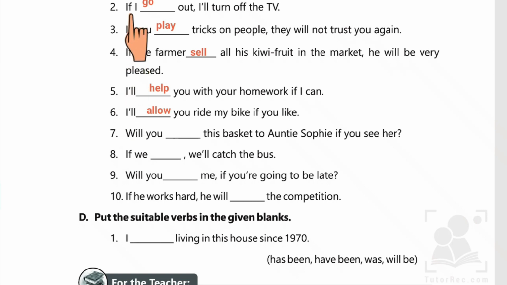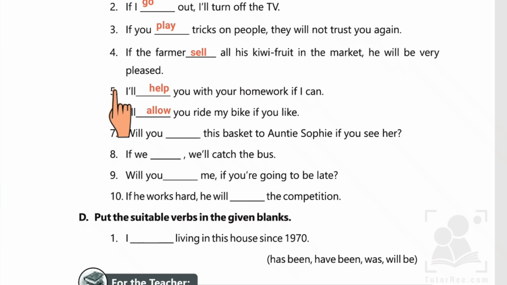Such as you have used over here, if I go out. If, subject, first form of verb. If, pronoun, first form of verb. If, noun, first form of verb. Over here, but in the result clause, you can see subject, will, and then first form of verb. This is the future simple. The if clause is the simple present and the result clause is the simple future.